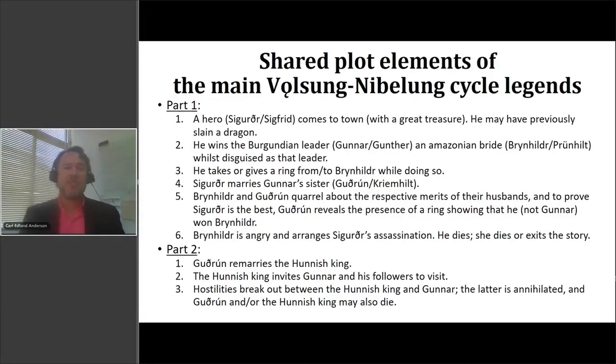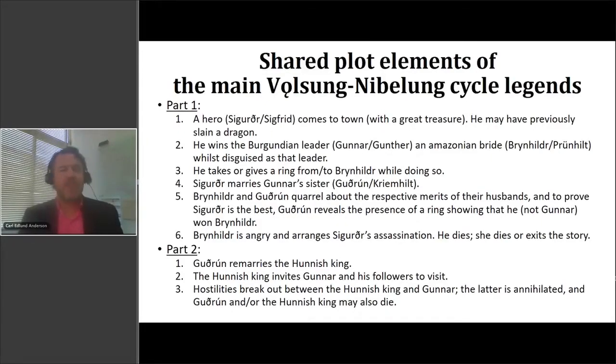There are tensions between loyalty to bloodkin, kin by marriage, and political allies, and how these kinds of tensions can lead to violence and tragedy. But here in short form is how essentially the Vålsung-Nibelung cycle of legends went down. A hero comes to town. In this case, the town is the stronghold of the Burgundians, often identified with the city of Worms on the River Rhine, in what is now southwestern Germany.